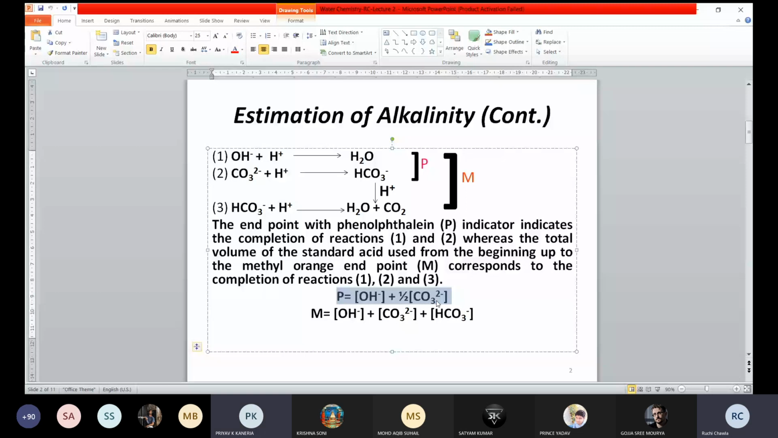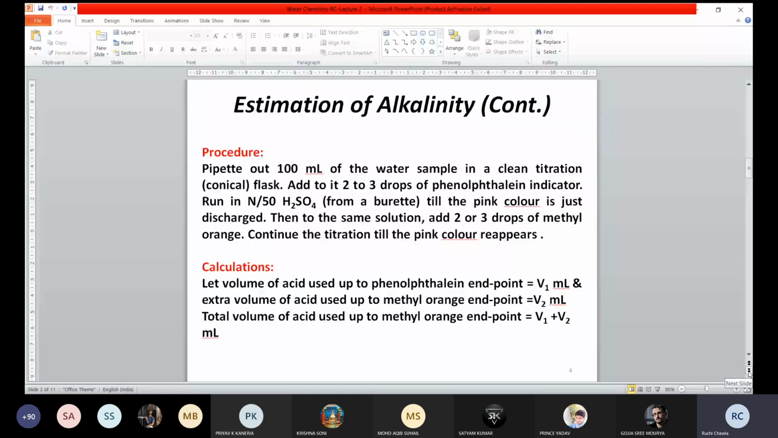So now we can move forward with the discussion. Coming to the experimental procedure, slide number 4 visible. I just told you right now what is done: you pipette out a specific volume of the water sample into a clean conical or titration flask. Say that volume is 100 ml. I'm using numbers just to make the calculation easier for you.